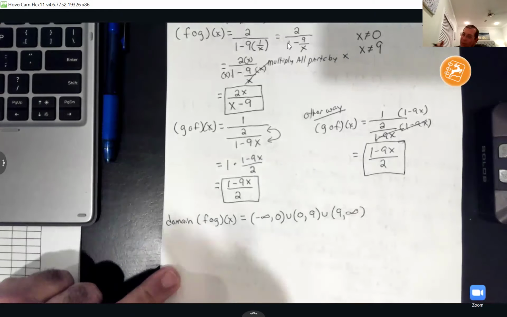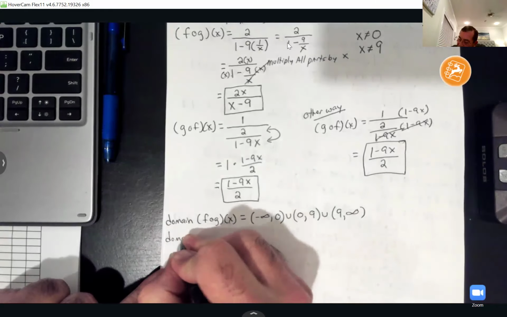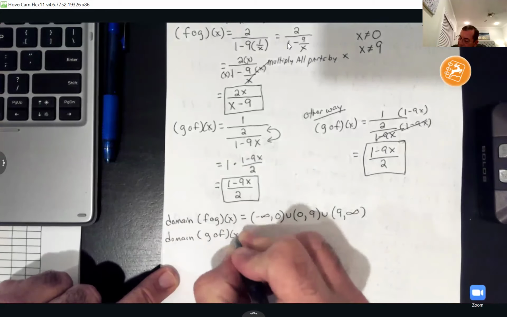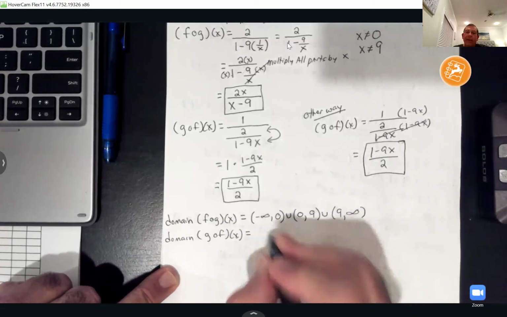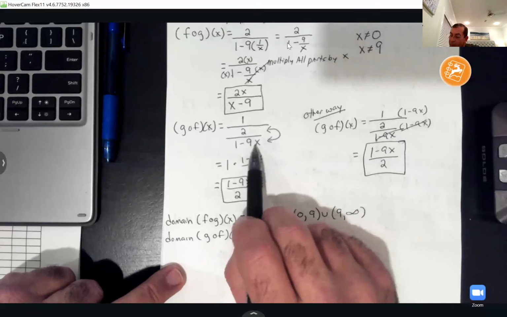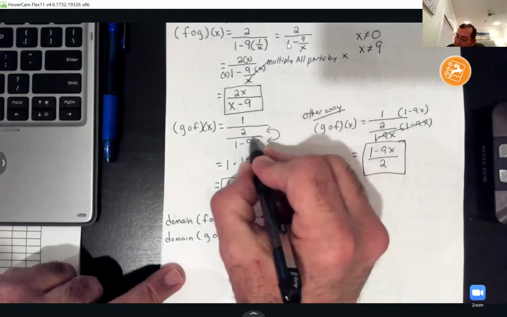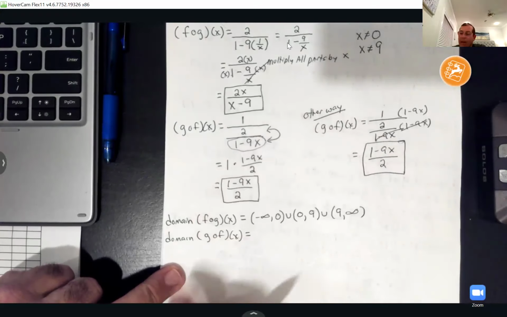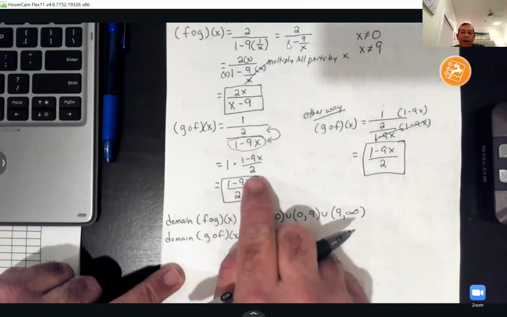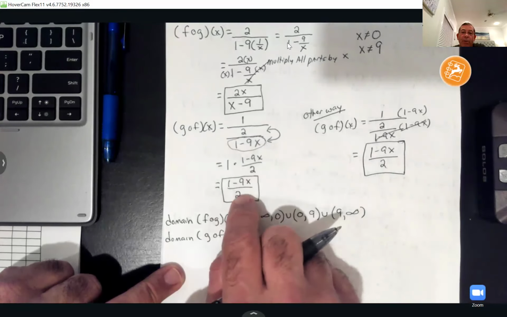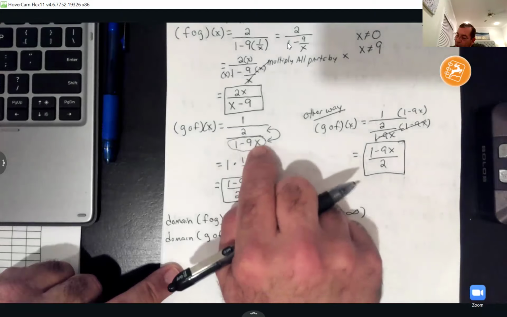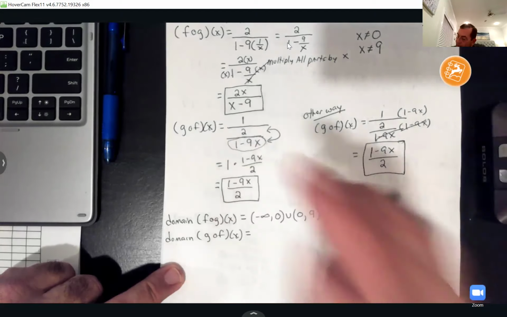All righty. So now we got to do the other domain, the domain of g composed f of x. So we got to look at this one. Now, it really looks like the only place I'm concerned with is this part right here, because that's the only place where I got a variable in the bottom of a fraction. Right here, it's on top. I'm good because all that's on the bottom is a 2, and there's no way to turn that 2 into a 0. So for this one, we're only concerned with this part right here.